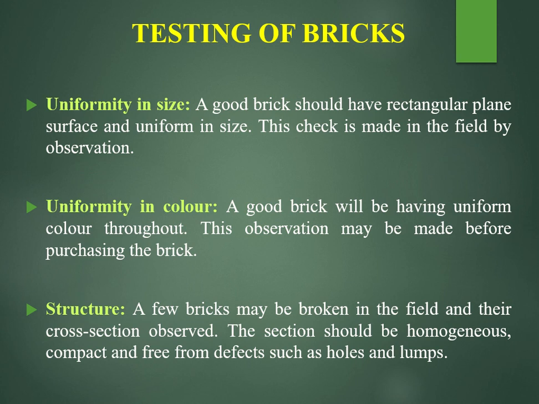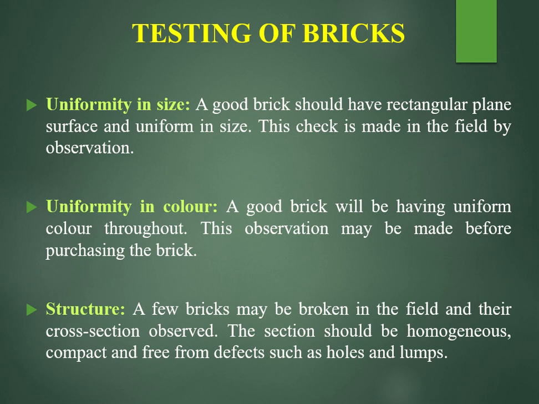Uniformity in size means it should have an exact rectangular shape, meaning the opposite sides must be parallel to each other. They should not be inclined like a parallelogram. They must look like a rectangle. And the corners should be very sharp. They should not be smooth corners or filleted corners. They should be very sharp like a square.